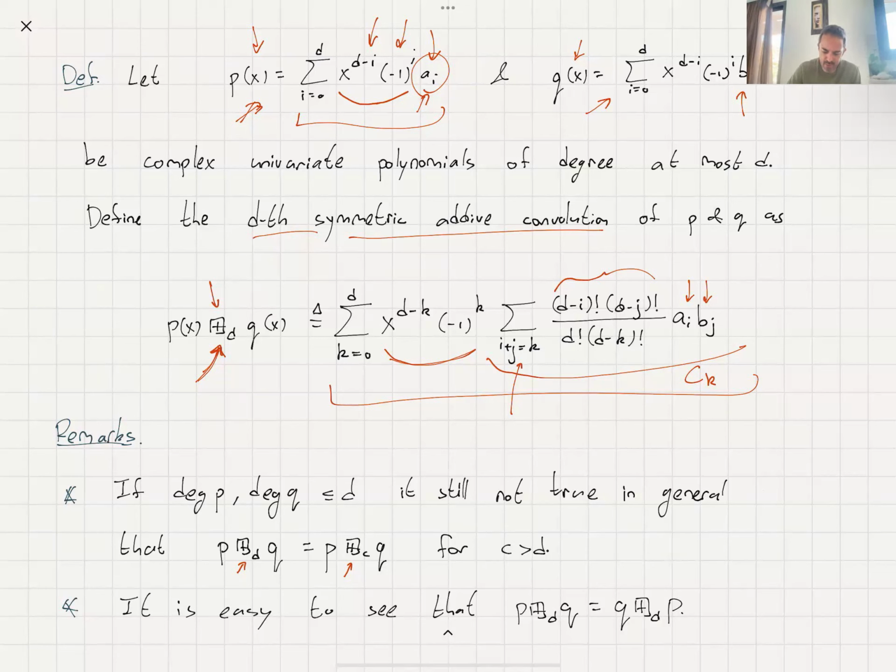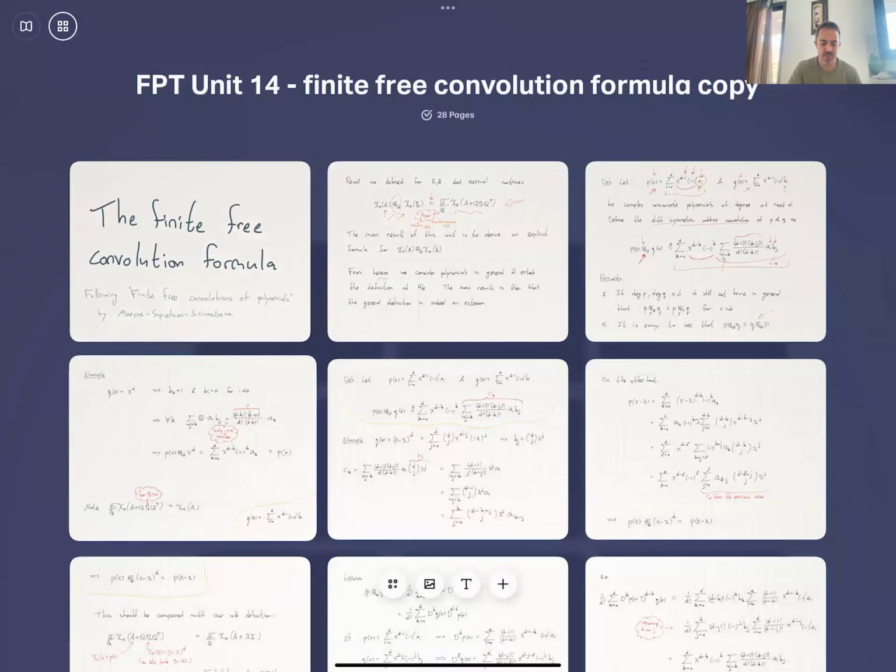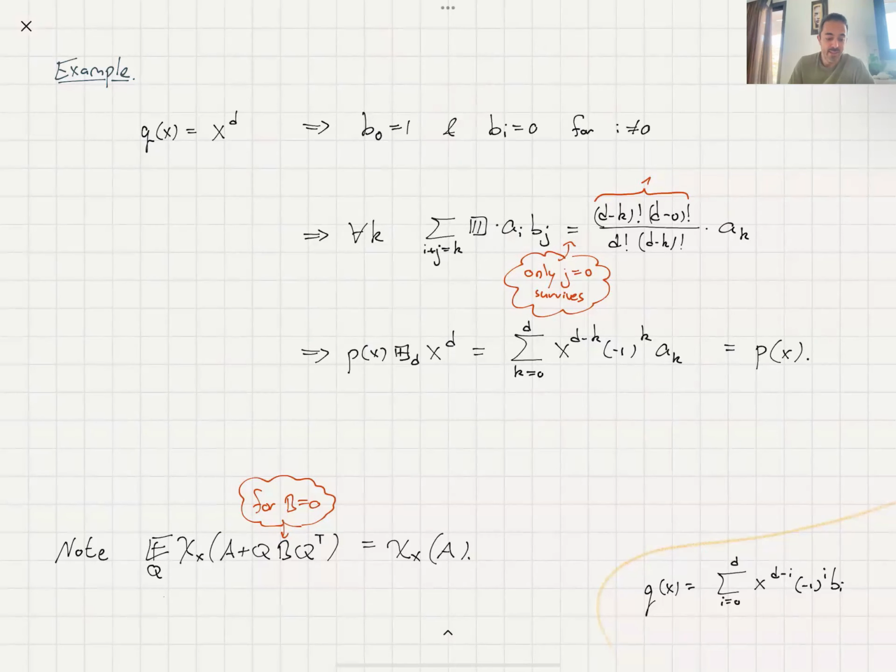Secondly, I think it's quite obvious from the definition that this is a symmetric definition, right? Because the roles of I and J are similar in the definition, so you can replace A with B_j and so forth. Good. So before proving stuff, let's see some examples. Let's say that P of x is any polynomial of degree at most D, but let's take Q of x to be this polynomial, x to the D.